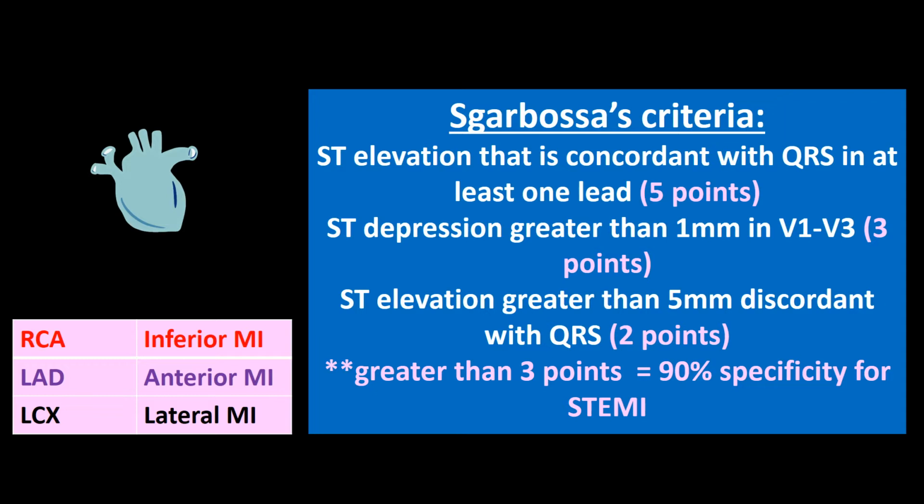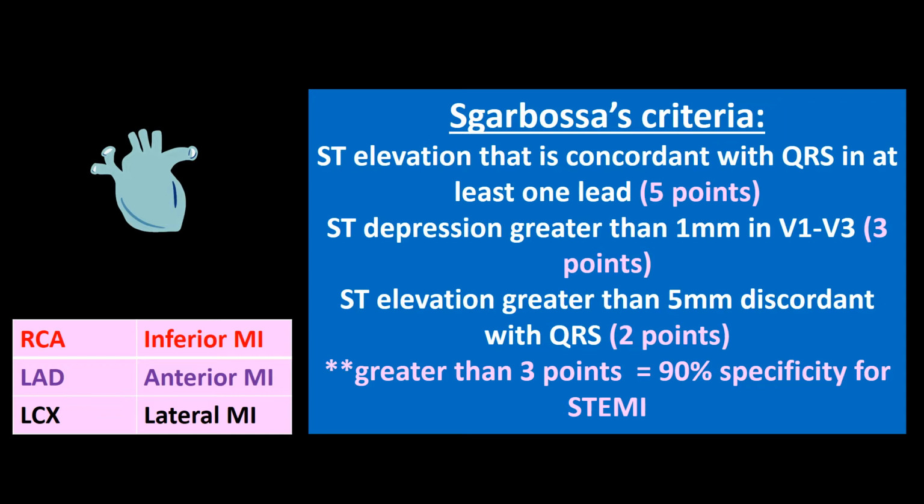Prinzmetal's angina is coronary artery vasospasm. It occurs at rest. It can improve or worsen with exercise. Patients may or may not have underlying coronary artery disease. The EKG will show ST elevation that cannot be distinguished from an acute MI. Laboratory workup will show normal troponin level. That's the key here. Treatment is nitrates to treat the vasospasm.